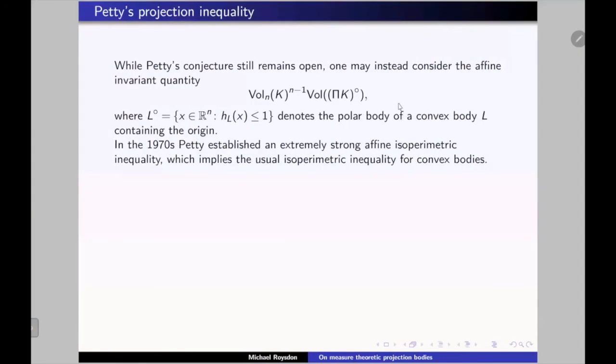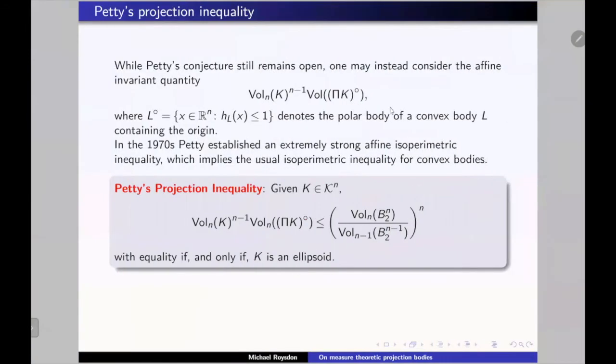And he showed a very, very strong affine isoperimetric inequality called the Petty projection inequality. He showed that for any convex body K, the volume of K to the n minus 1 times the volume of the polar projection body of K never exceeds the volume ratio of the volume of the Euclidean ball in n dimensions times the volume of the n minus 1 dimensional Euclidean ball to the power n. And there's equality if and only if K is an ellipsoid.